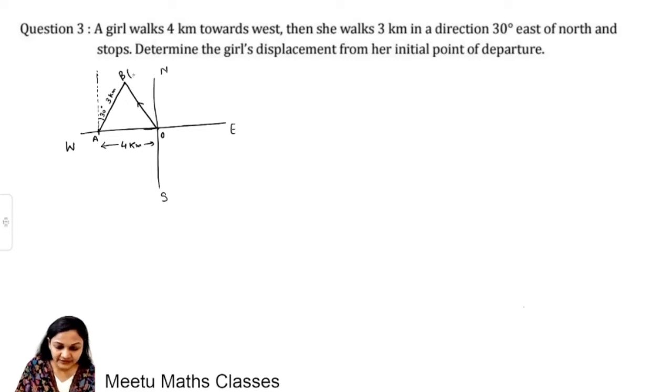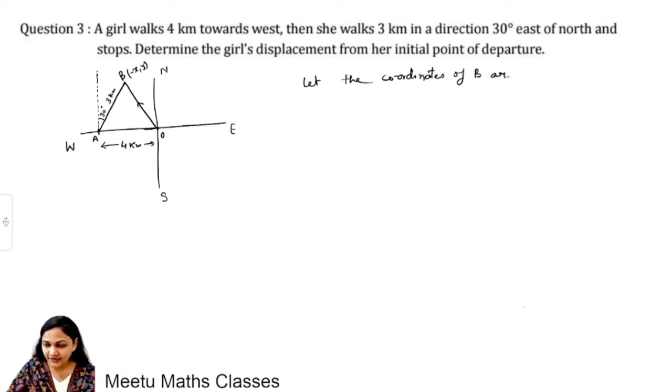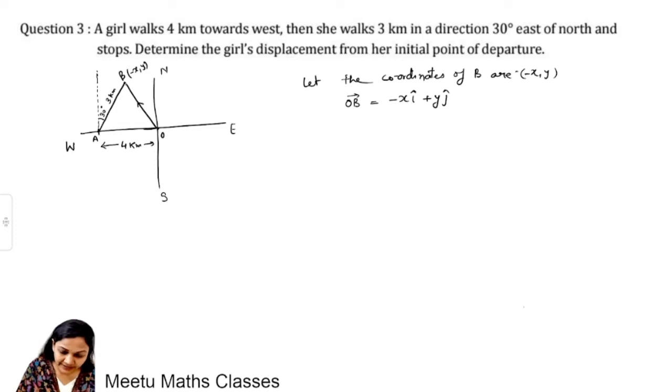Let the coordinates of B be (minus x, y). So the required displacement vector is minus xi plus yj. And we are supposed to find out x and y first. Let us draw a perpendicular from B. So this will represent x and this will represent y. Let us take this point as M. Now, if AO is 4 kilometers and MO is x, so AM is 4 minus x.